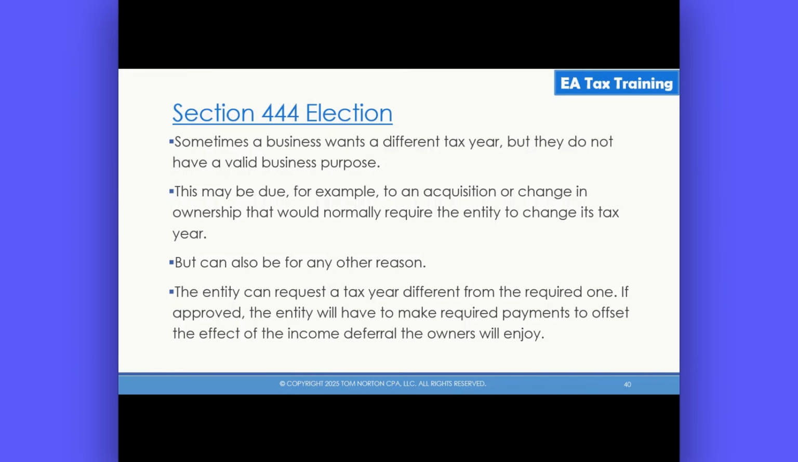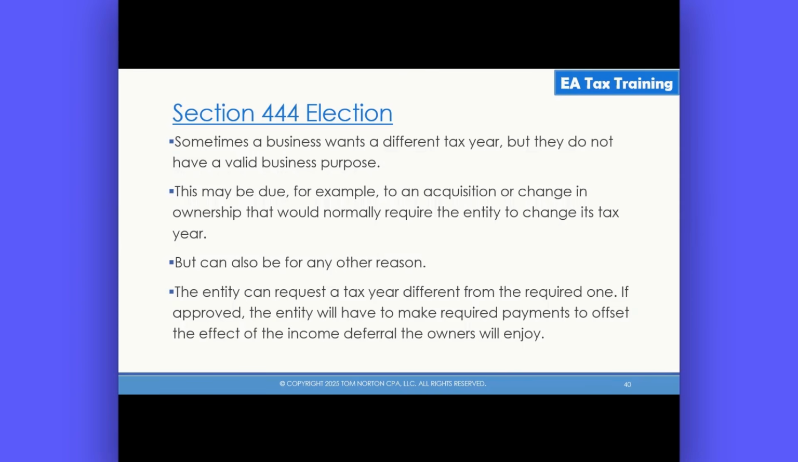So, let's say you have an entity with a calendar year end, say it's a partnership calendar year end, and then a C corporation with that May 31st year end comes in and becomes the majority partner in the partnership. Well, as we discussed, that partnership is supposed to now have a May 31st year end to align it with its major partner, which is that C corporation.